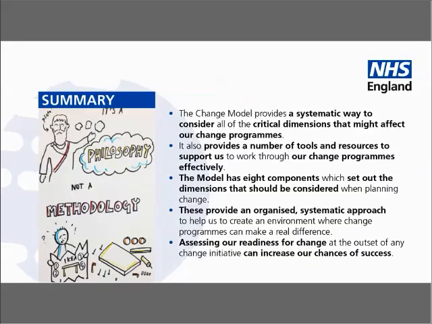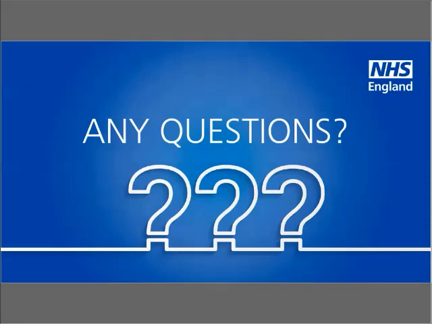So we're rapidly running out of time. In a very quick summary then, I'm sorry I've not left a huge amount of time at all for questions, I'm afraid. The change model provides a systematic way to consider all of the critical dimensions that might affect our change programs. It will give you real insights into a range of tools and resources that can support the effectiveness of your change programs. There are 8 component parts that can be used in any order, but the important thing is to use them in equal measure and really focus on developing our shared purpose. And if you use the model to assess your readiness for change at the start of your change initiatives, you can really start to increase your chances of success. Right, Ian, over to you.